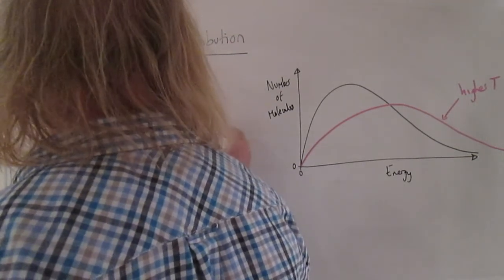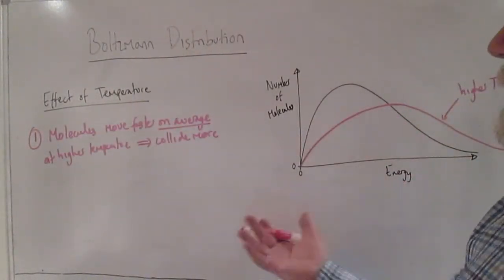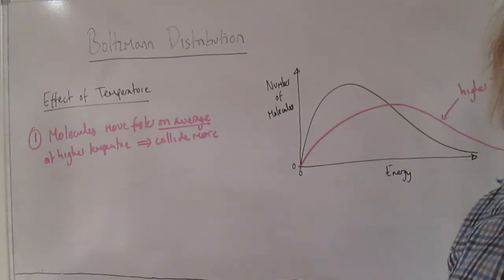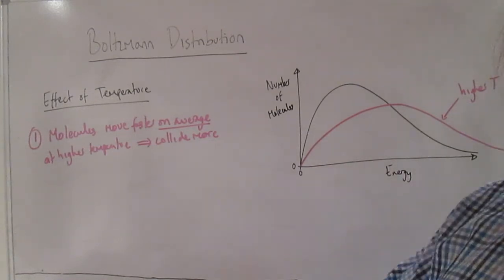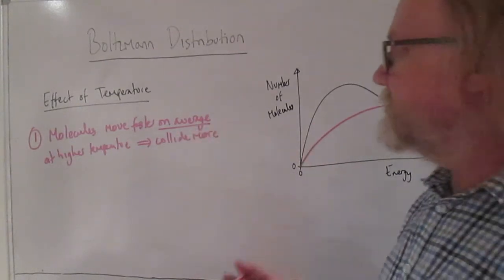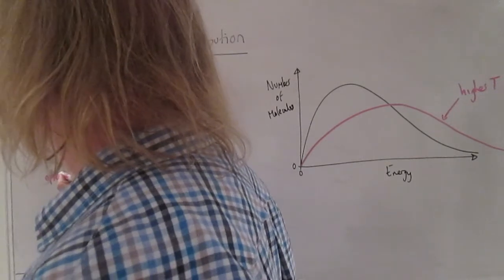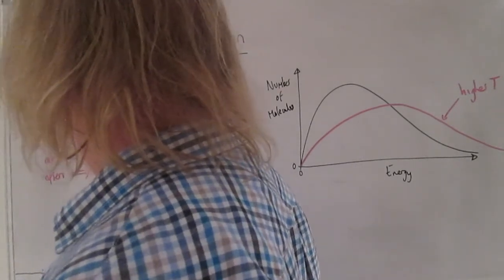Don't say more collisions, because obviously that depends on how long you wait. People lose marks by saying they move faster on average, so there are more collisions. But what you mean is there's more collisions in a given time. And you can say that, or it's easier just to say collide more often. And that will give you a higher rate of reaction.